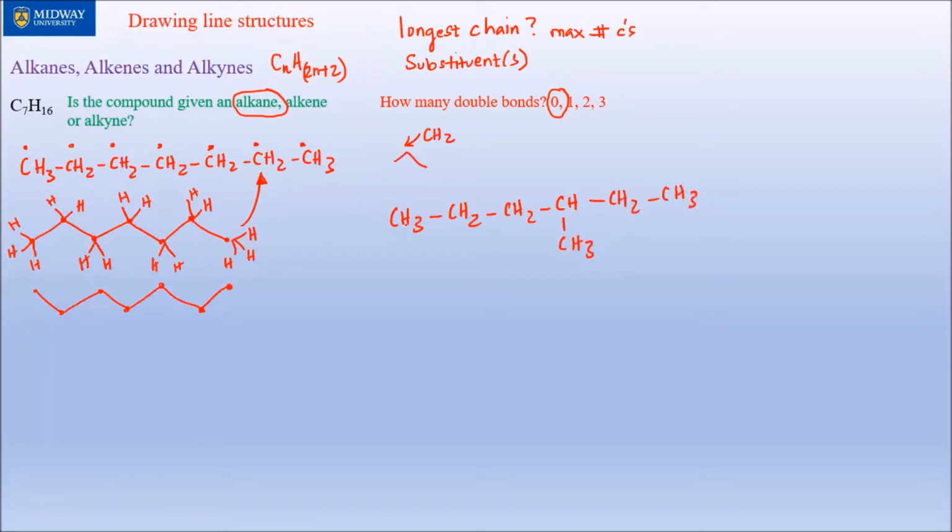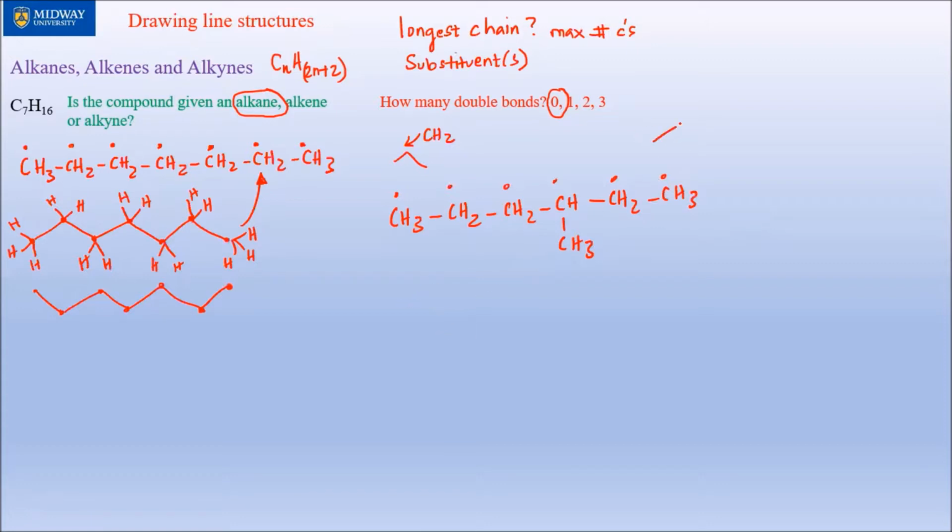Now the longest chain possible is the 6 carbons, right? So that is your longest chain. So let's put 6 dots. You may want to start doing this initially before you get comfortable. You will get comfortable, I promise.